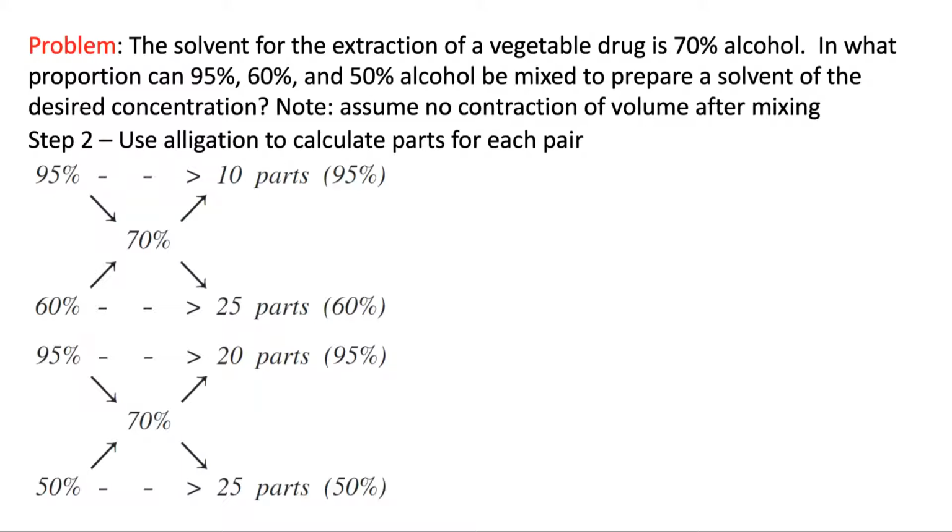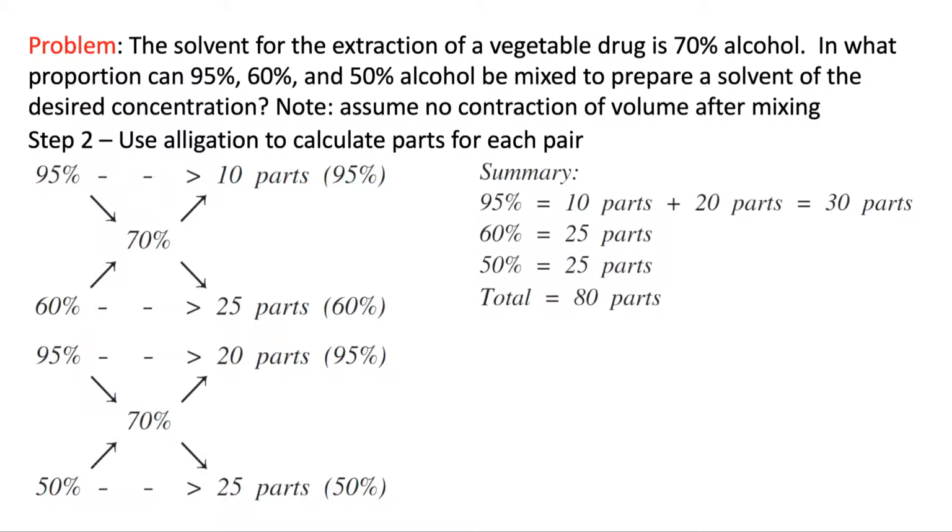Now, what's a little different is you notice we've stopped by just determining the number of parts for each of the ingredients. We haven't set out how many total yet. And so this is where it gets a little bit different. What we need to do is summarize and add all the parts together, okay? And this is important because our 95% alcohol is used twice. It's used in both alligations. So let's summarize the parts that we have and then add up our total number of parts.